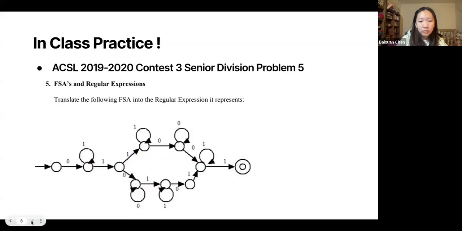This is the same problem. So then I think that's it for FSAs. So now we'll move on to regular expressions, which is very similar to FSAs, but an algebraic representation. So I'll share my screen.